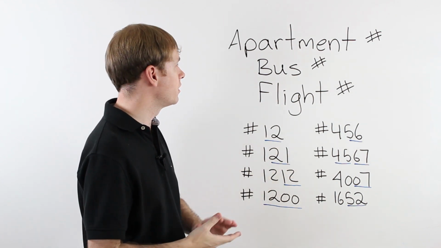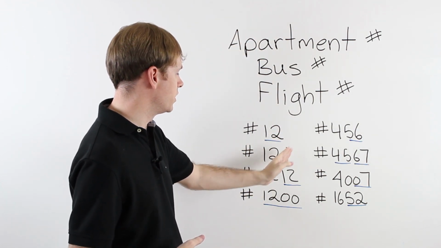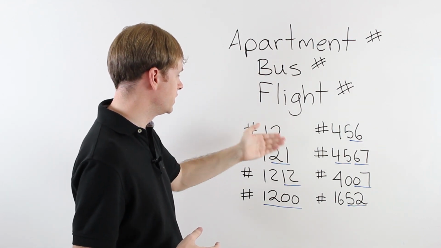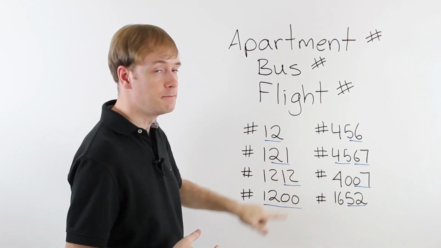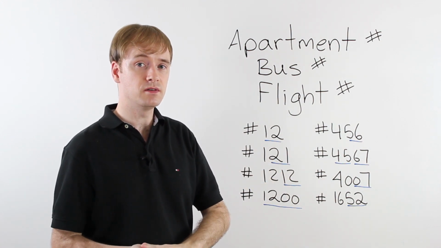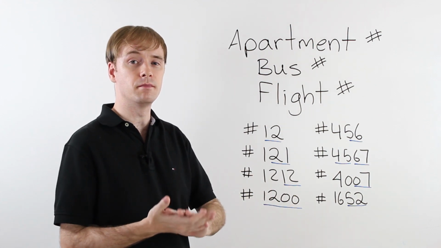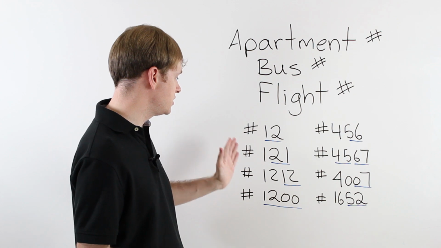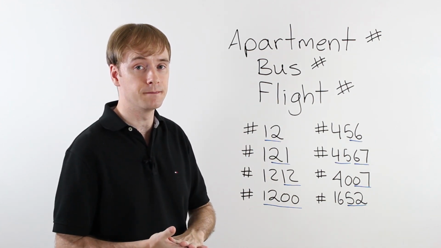Okay, so we would express this as one twenty-one. All right, so this could be apartment number 121. It could be bus number 121. It could be flight number 121. Now, it's also possible to say one two one, okay? Bus number one two one, that's okay. But you should learn just to say 121, okay? That's very fast and more common.